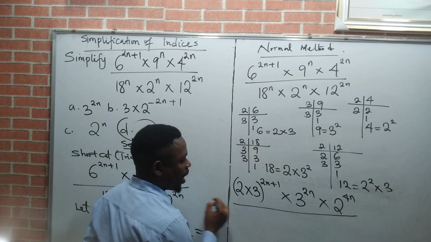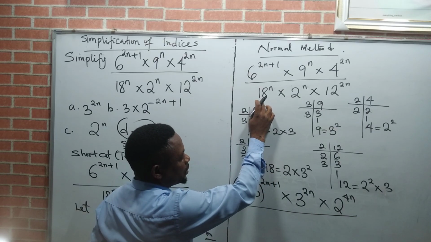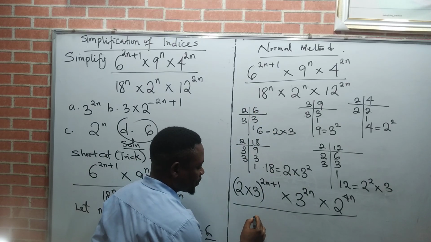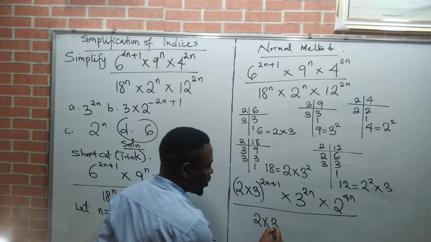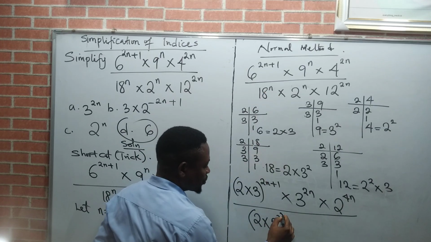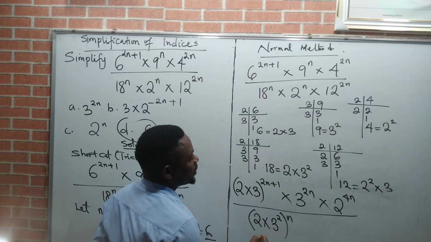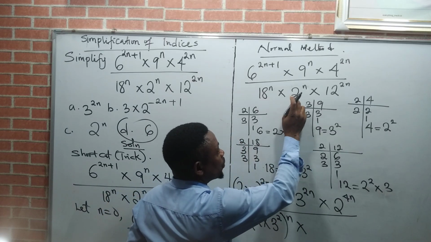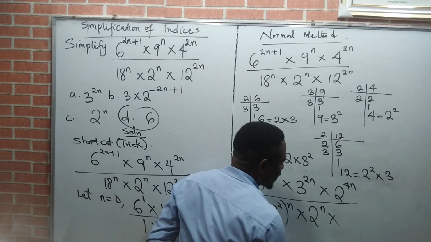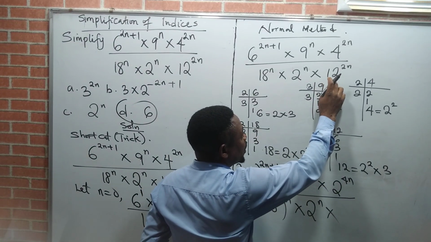Then all over. I will now move to 18. Remember, we have broken 18 already. What is 18? 18 is 2 times 3, all to the power of 2. Close the bracket. Then raised to the power of n. Then I will multiply. This one is already simplified, which is 2 raised to power n. Then I multiply. But 12, we have already simplified 12.